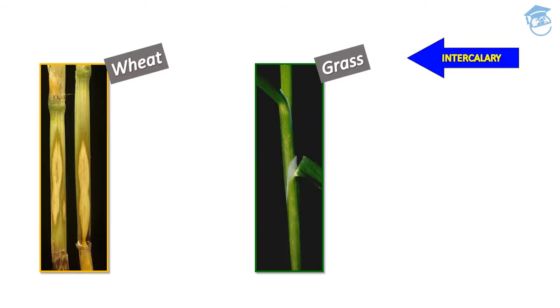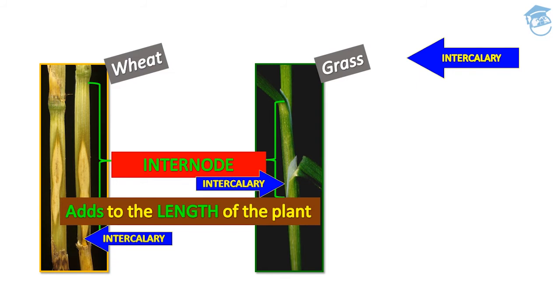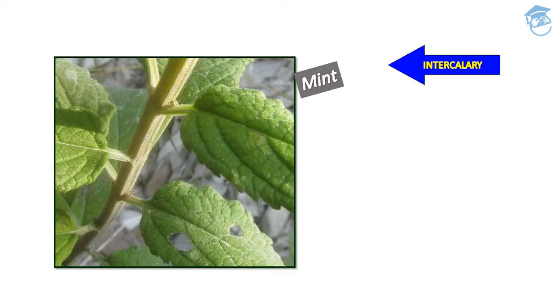Now, intercalary meristem can be seen in wheat and grass. This is the node, and this is the node, and the space between two nodes is the internode, and this is called the intercalary meristem. It adds to the length of the plant, and it is seen in mint leaf, as you can see that here in this portion intercalary meristem is present.